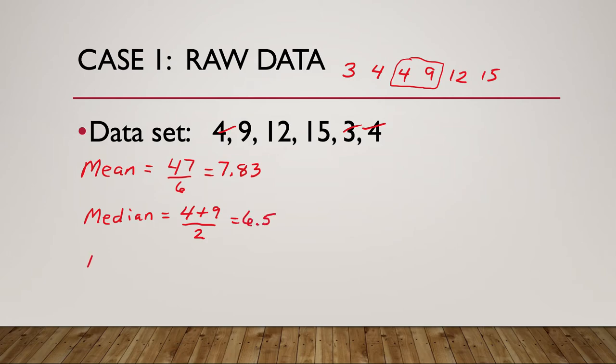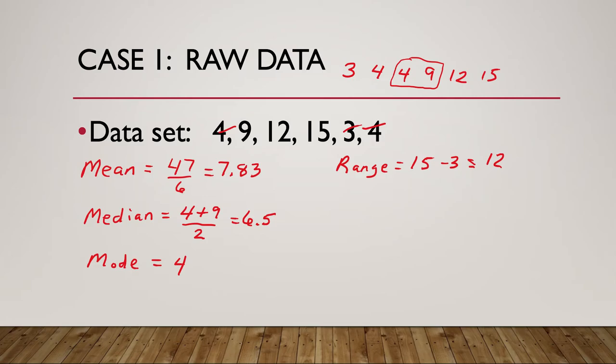All right, so for the mode, you're looking at the value that occurs most often. There are 2 4s, but nothing else is repeated, so the mode's going to be 4. If it asks for the range, you're going to do the highest minus the lowest. We've talked about that back in chapter 2. So 15 minus 3 is equal to 12. And you have your range.